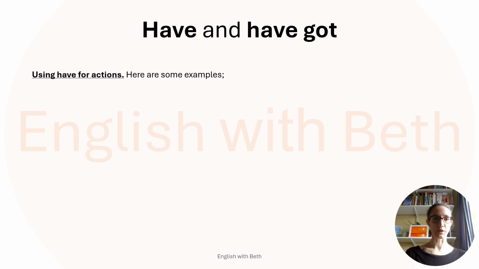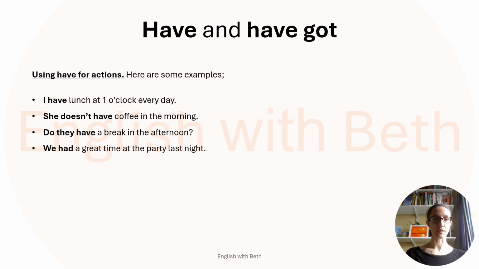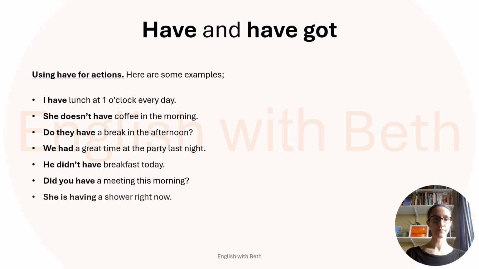Here are some examples of using have for actions. I have lunch at 1 o'clock every day. She doesn't have coffee in the morning. Do they have a break in the afternoon? We had a great time at the party last night. He didn't have any breakfast today. Did you have a meeting this morning?